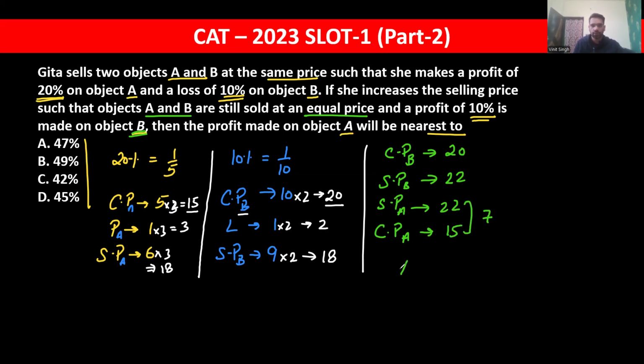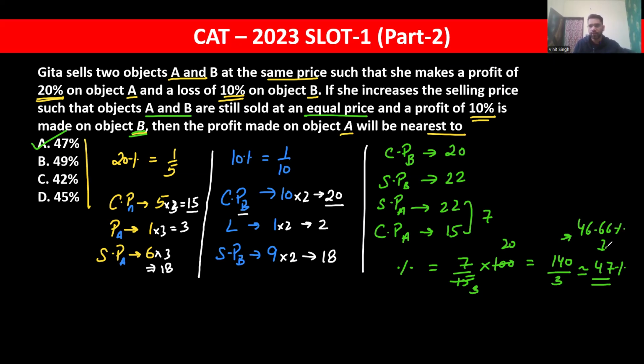7. So in percentage, 7 upon 15 into 100. Now dividing by 5, we get 140 upon 3, which is equal to 47%. When you divide 140 by 3, you will get 46.66%. Now we can write it as 47%. So option A will be the right answer.